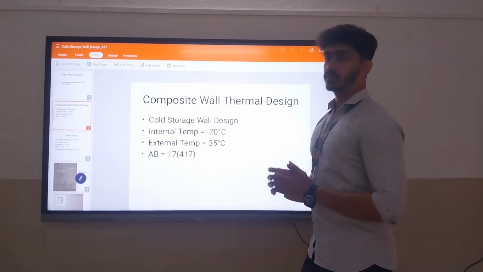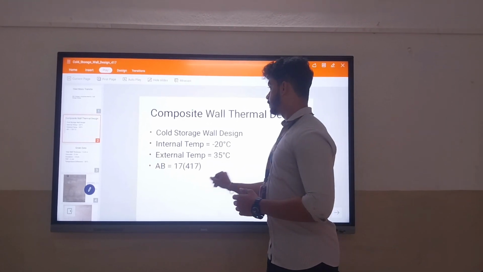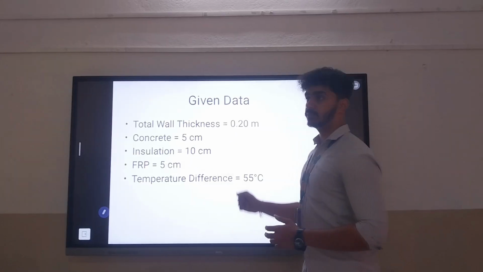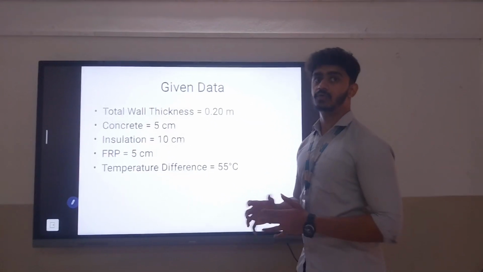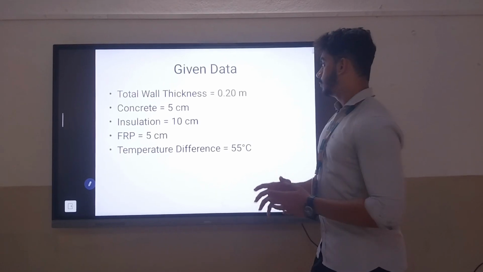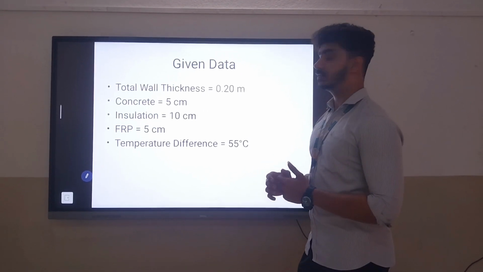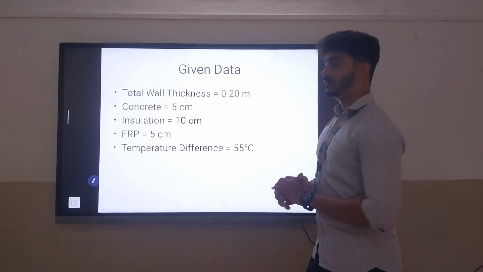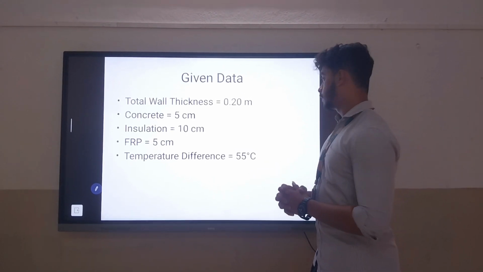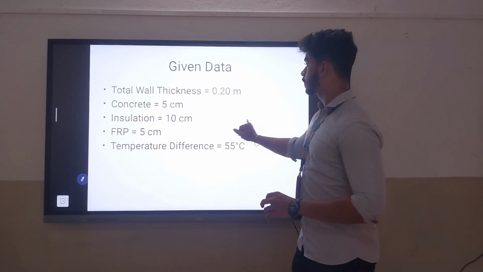We have to consider our wall number as AB. So considering 17 as AB. Here are some other parameters that we have been given. The total wall thickness is 0.20 meters. The concrete layer is 5 centimeter. The insulation between them is 10 centimeter, and the FRP is 5 centimeter. And the temperature difference, delta T, is 55 degrees Celsius.